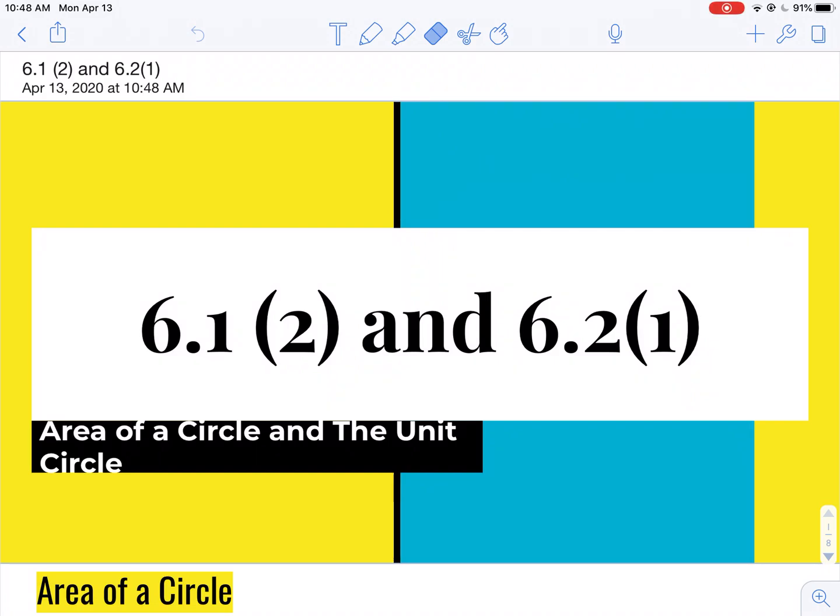These are the 6.12 and 6.21 notes. I'm going to be covering area of a sector of a circle and the unit circle. Now, these notes are going to seem a little bit bizarre.